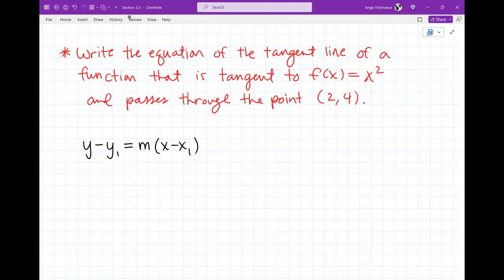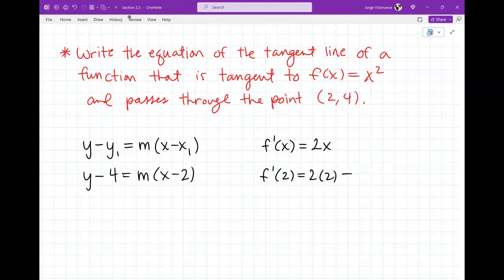What point did they tell me I've got to go through? They said 2, 4. So y minus 4 equals m times x minus 2. All I need is my slope. But how do you find slope in calculus? Take a derivative. So f prime of x would be 2x. Now I want the slope at a specific point. They said at 2, 4, x is 2. So f prime at 2 is just 2 times 2. So my slope is 4. So y minus 4 is equal to 4 times x minus 2.